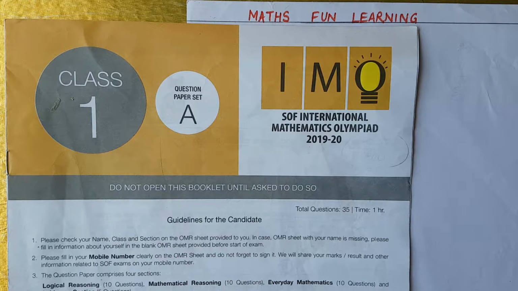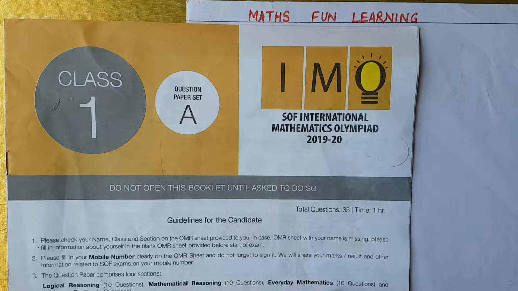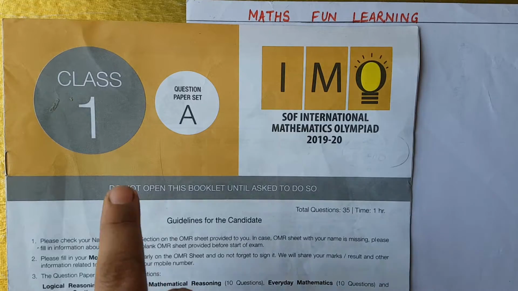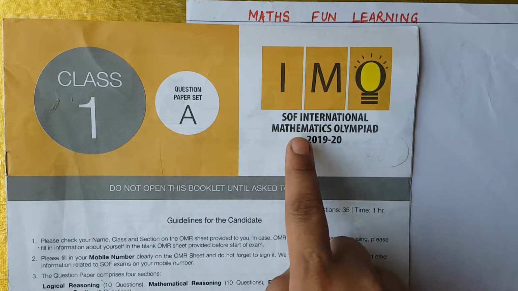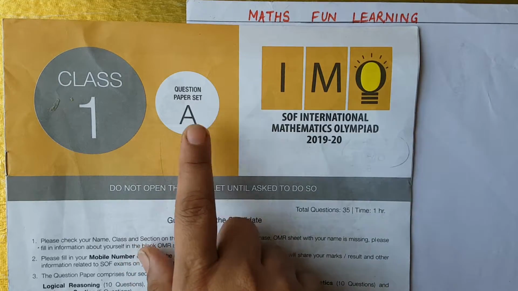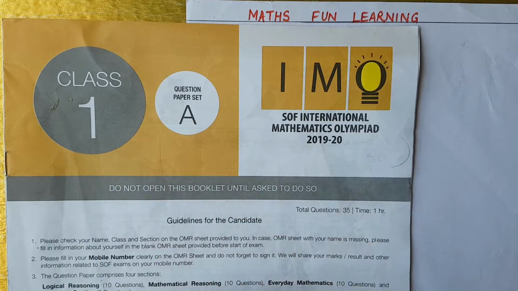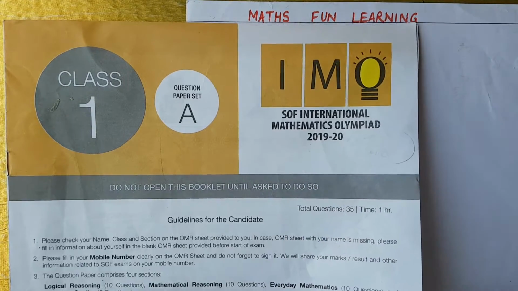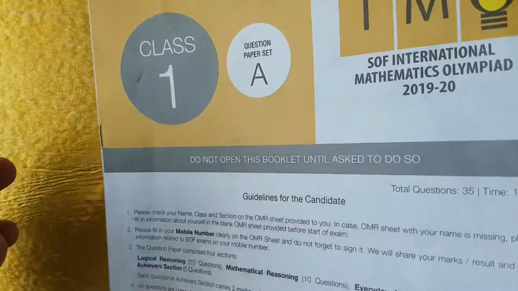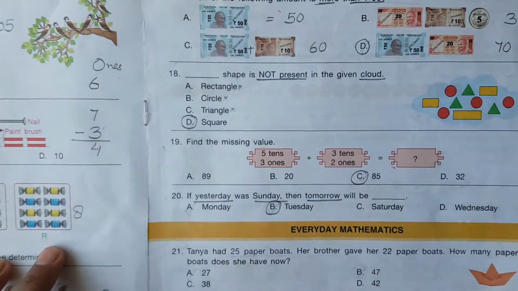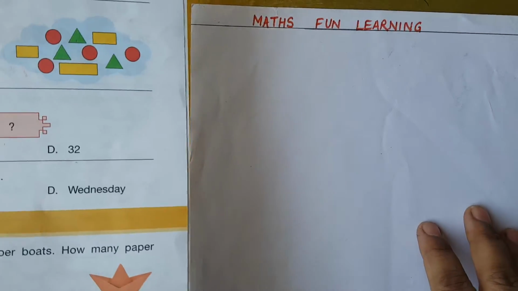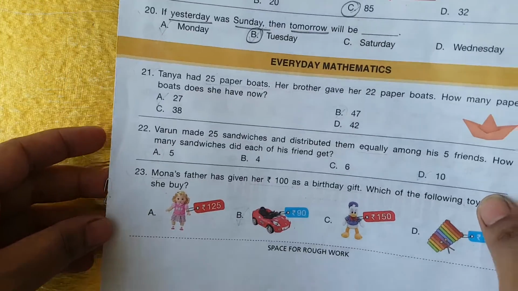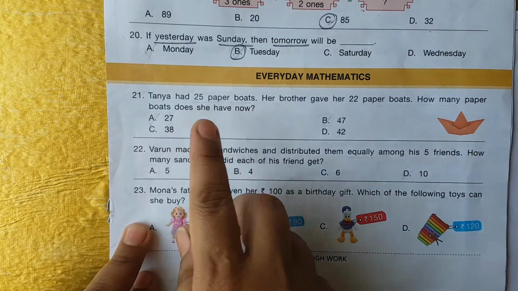In this video, we are going to solve the third section of this paper, Everyday Mathematics of Class 1 IMO, International Maths Olympiad, paper set A of 2019. So let's start section 3, Everyday Mathematics. Now let's see question number 21.